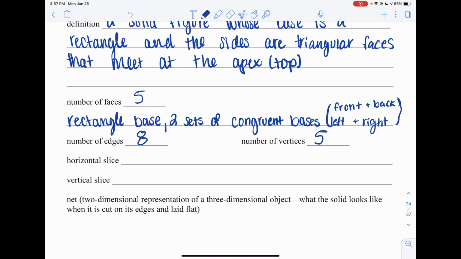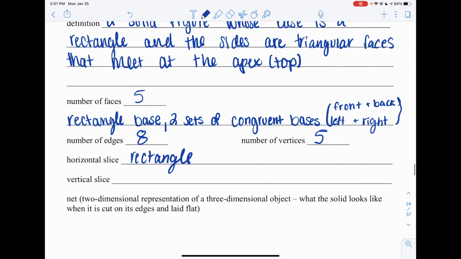So instead of our horizontal slice being a square this time, it's just going to be a rectangle, because that is the base that we have for our pyramid. And then the vertical sides are going to be our side. So what kind of shape do we have on the sides? Which is a triangle.